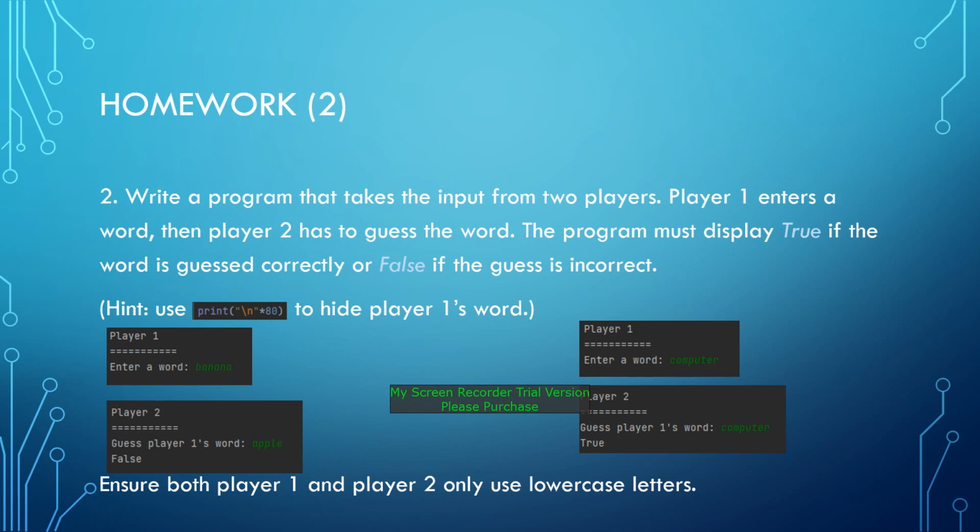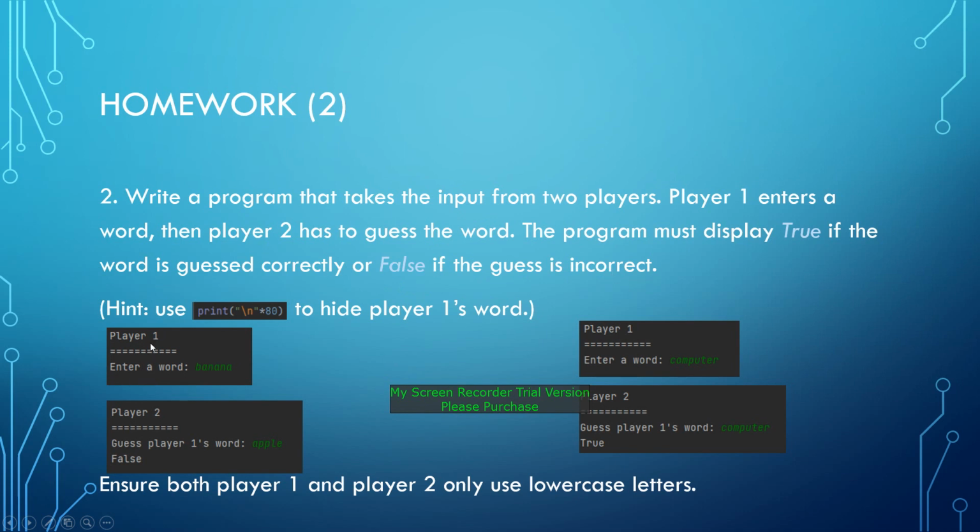Okay, for number 2, this is a bit of a more fun one. I want you to write a program that takes the input from 2 players. You can play this game with your dad, your mom, sister, brother, anyone, your friend. Player 1 must enter a word, and then player 2 has to guess that word. The program must display true if the word is guessed correctly, or false if the guess is wrong.